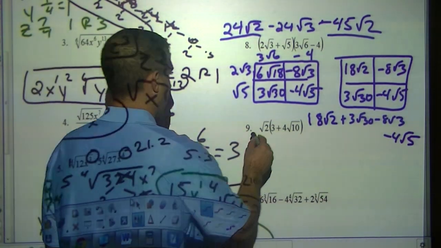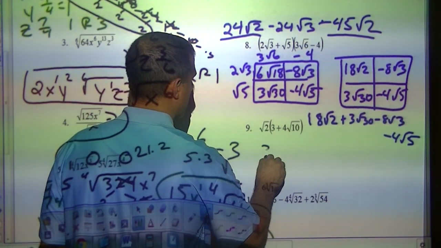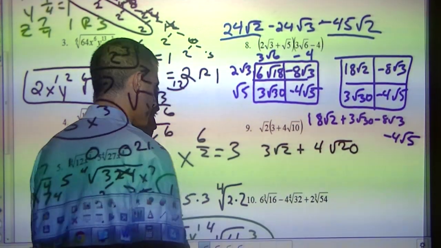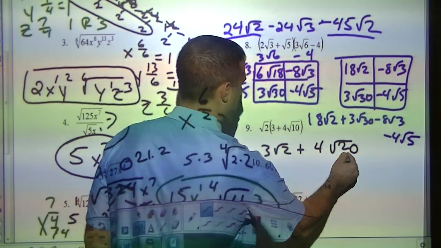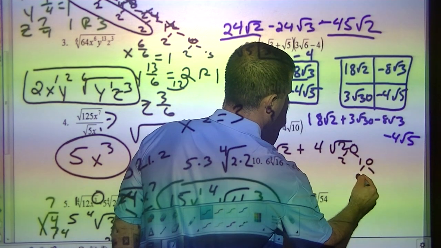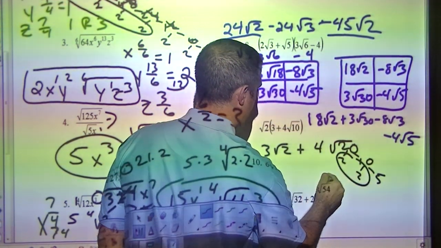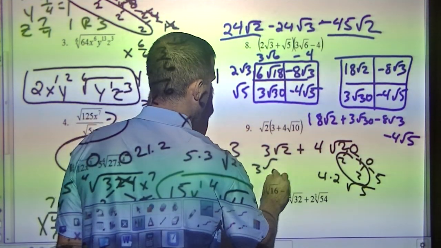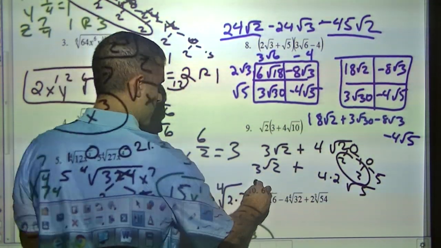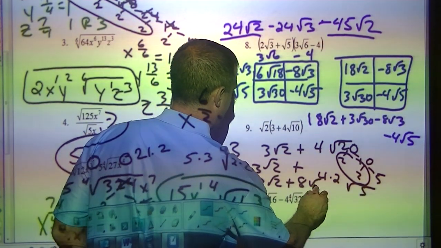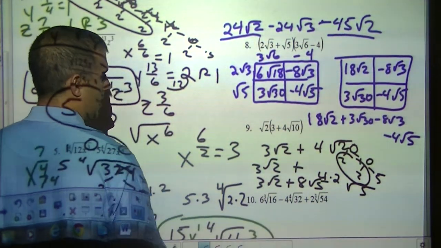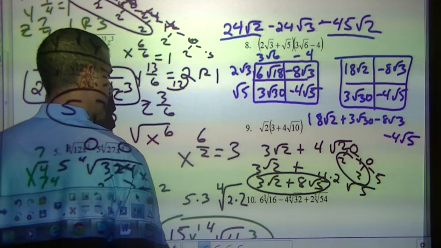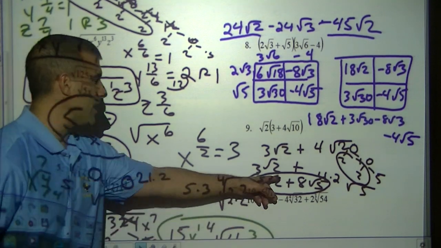Now on this one, what you want to do is multiply that, so that'd be 3 square root of 2 plus 4 square root of 20. That's not going to get any smaller, but 20 can. So it's 2 and 10, 2 and 5. There's my pair. So I got 4 times 2 times the square root of 5. So what that's going to be is 3 square root of 2 plus 8 square root of 5, which I will not be able to combine anymore, because those radicals are not the same on the inside.